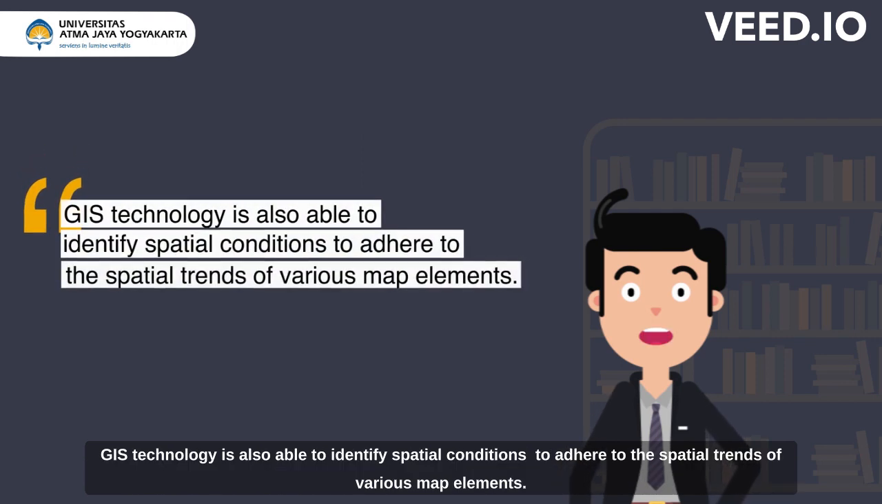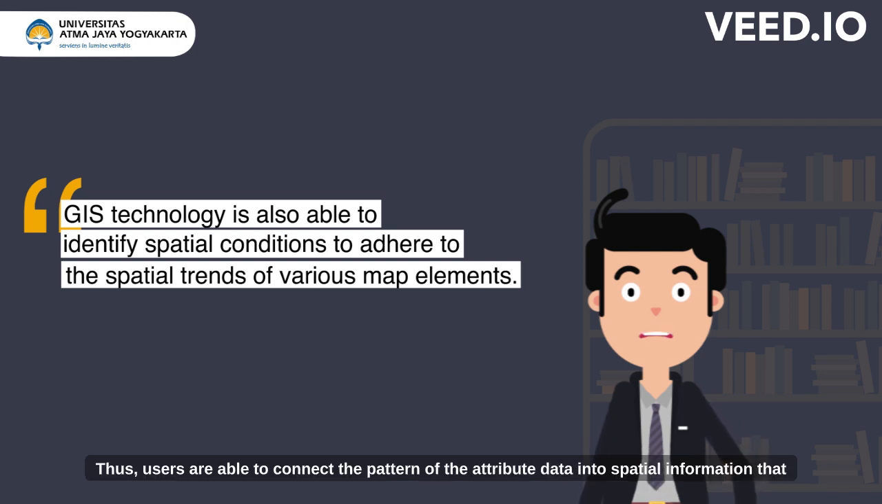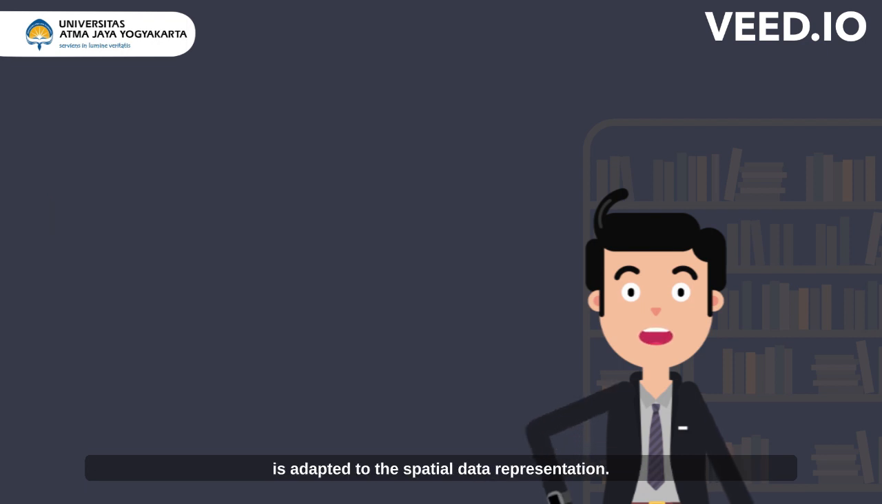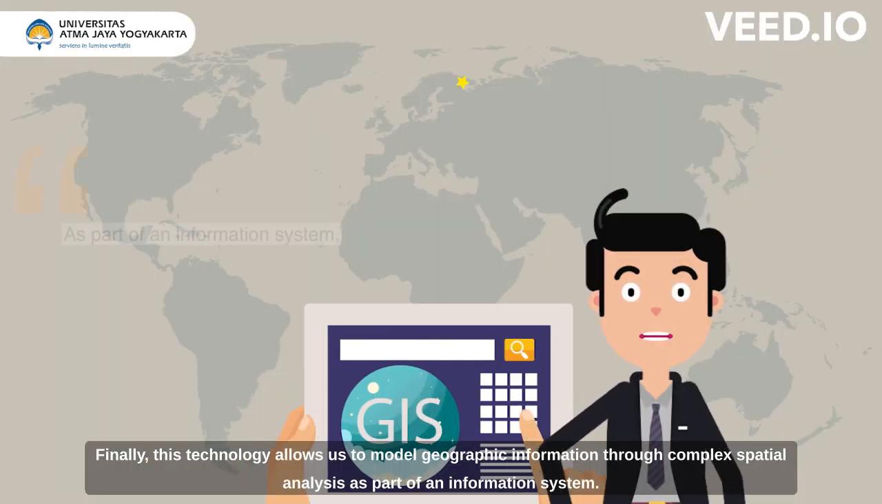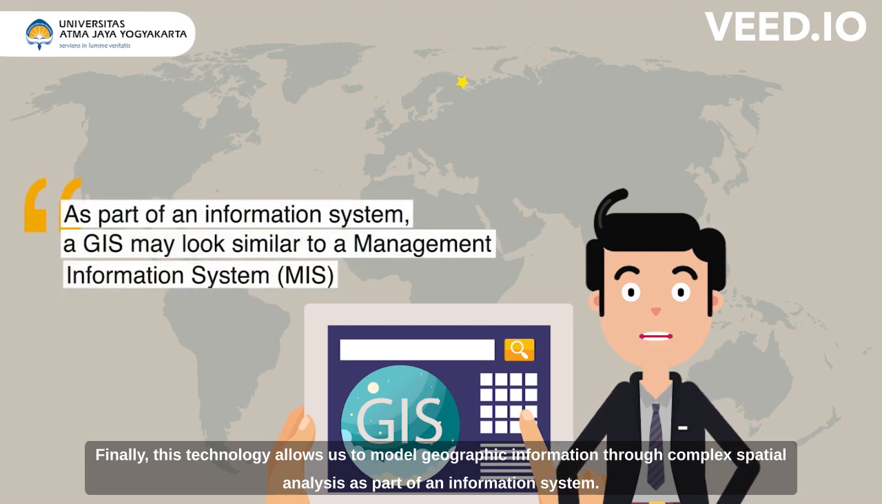GIS technology is also able to identify spatial conditions to adhere to the spatial trends of various map elements. Thus, users are able to connect the pattern of the attribute data into spatial information that is adopted to the spatial data representation. Finally, this technology allows us to model geographic information through complex spatial analysis.